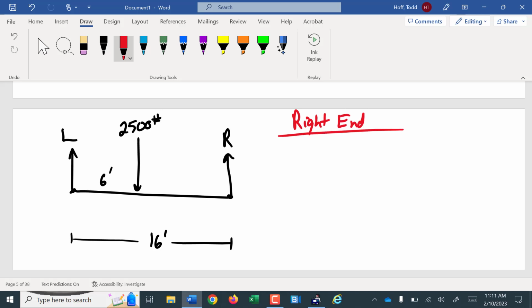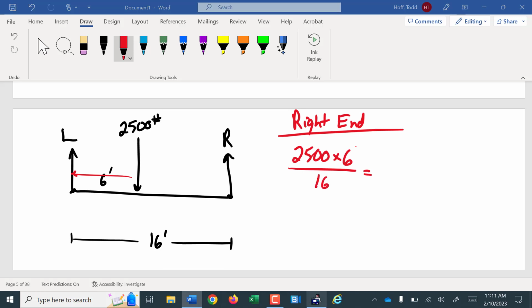It doesn't matter which one you find first. I was always trained as an engineer, you hold the left end fixed, and that means you find the right end first. It's just force of habit that I always find the right end first. So the right end, what are we going to use here? 2,500 is the total load times what distance do we use? 6 feet, the distance to the opposite end, the left end, divided by 16.